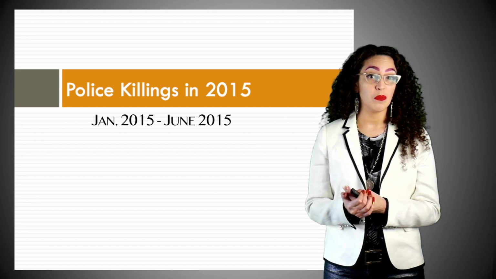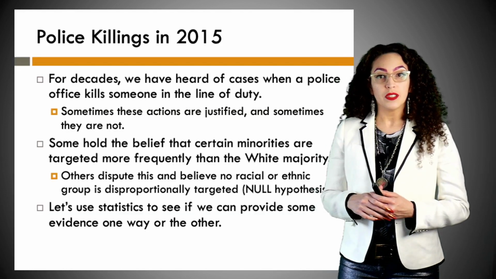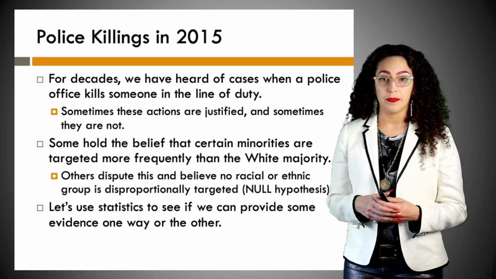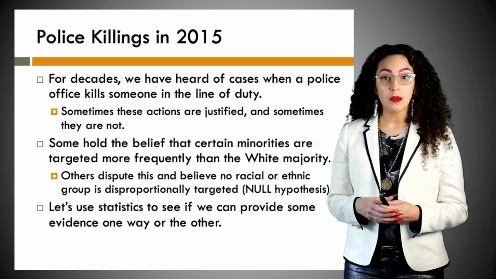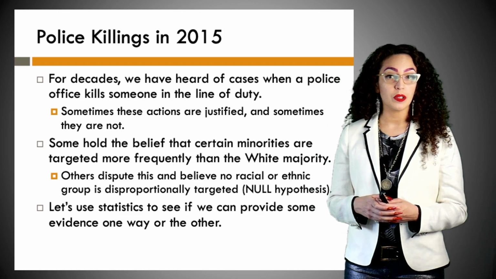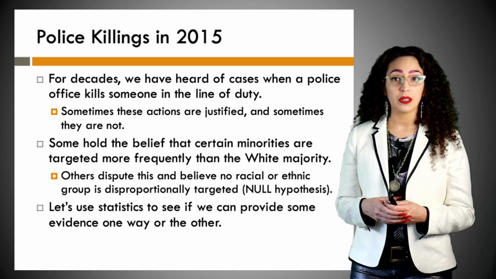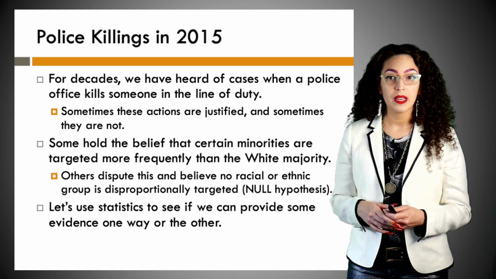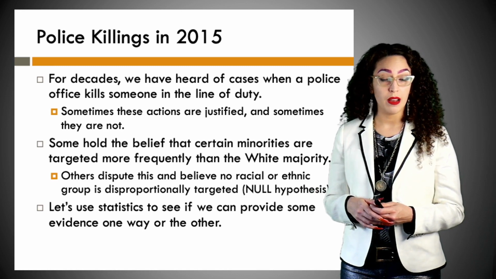Now we're going to look at a more serious example with police killings in 2015. For decades, we have heard cases when a police officer kills somebody in the line of duty. Sometimes these actions are justified and sometimes they are not. Some hold the belief that certain minorities are targeted more frequently than the white majority. Others dispute this and believe that no racial or ethnic group is disproportionately targeted. This is going to be our null hypothesis. Let's use statistics to see if we can provide some evidence for one side or the other.